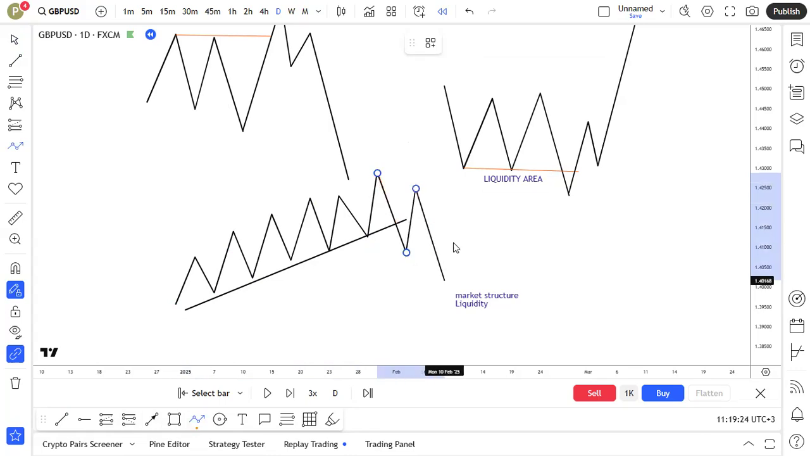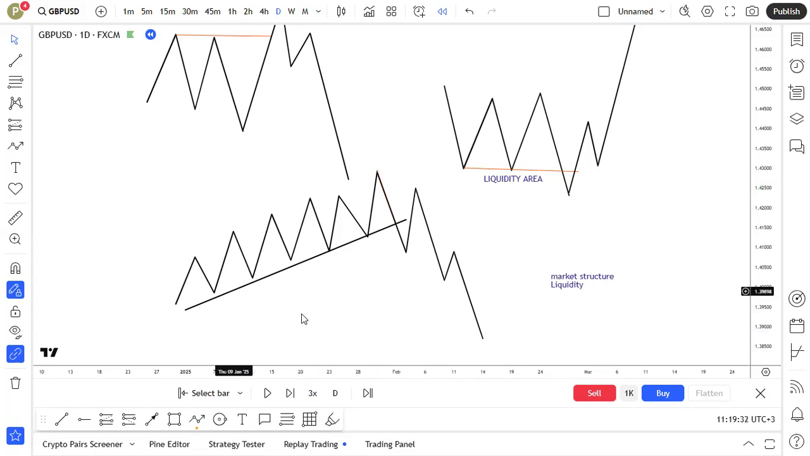Okay, something like this will be formed. You will see that price will not go to respect this trend line, so it's going to become a liquidity. That's why it's very important to consider. So this is the third example of liquidity.